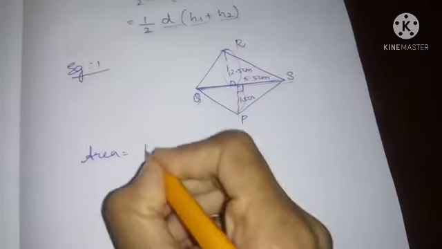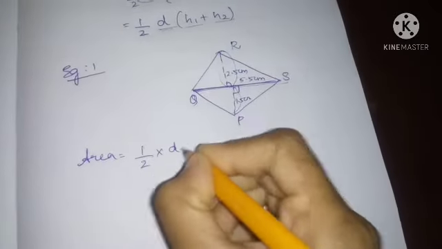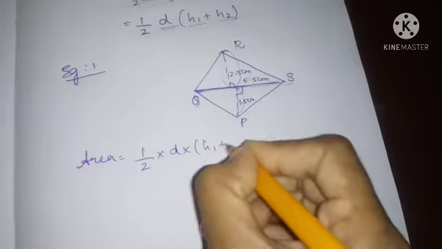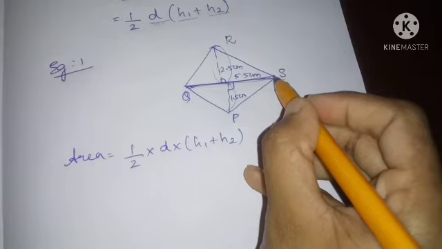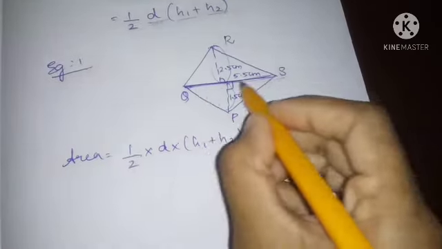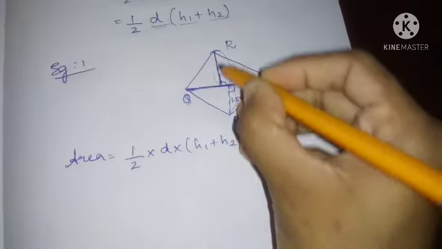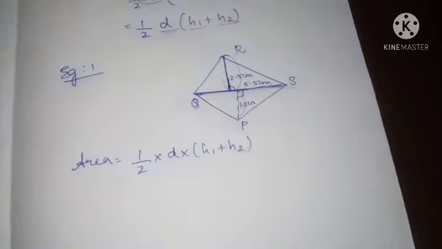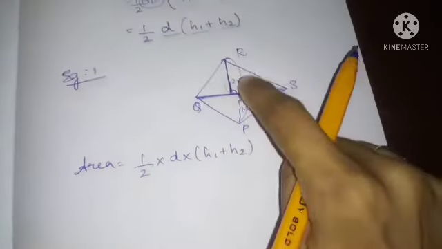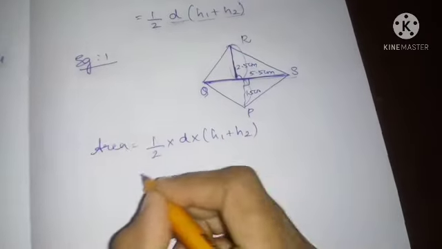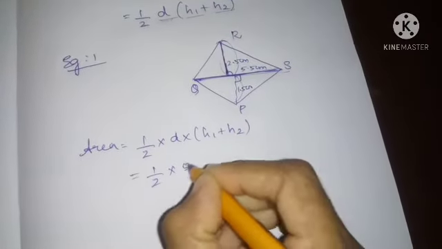So the area formula: half into diagonal into H1 plus H2. Diagonal is 5.5 centimeters, because this is the diagonal. H1, 2.5 centimeters is the first height. Then 1.5 is the next height. Just substitute it.